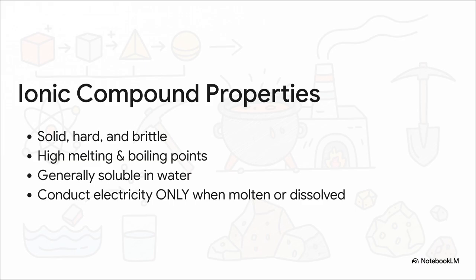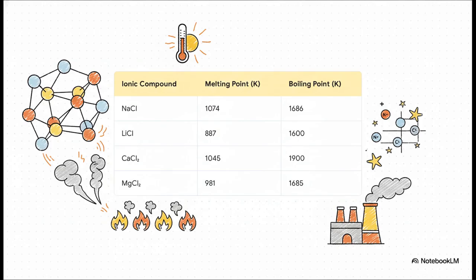The ions are stuck. They can only conduct when those ions are free to move around, which only happens when you melt them down or dissolve them in water. And hey, if you need proof of just how strong these bonds are, just look at this chart. The melting point of plain old table salt is over 1,000 Kelvin. That's more than 800 degrees Celsius. It takes a massive amount of energy to break those ions apart from each other.